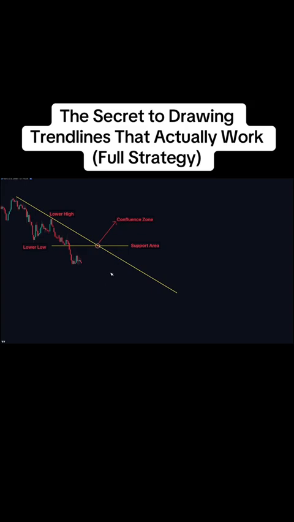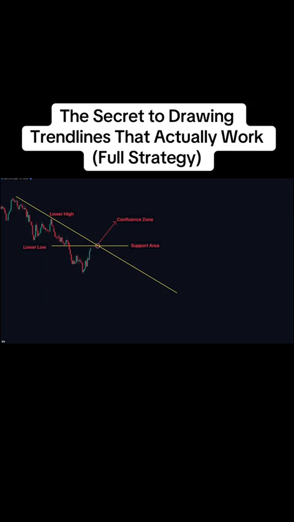You might be wondering, if this is such a strong area, why not sell as soon as price hits it? Here's why. Price can still break through. Just because an area looks strong doesn't mean it will hold. And that's why confirmation is everything.